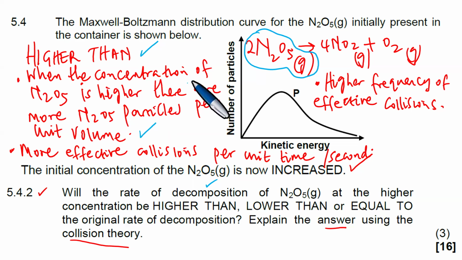When the concentration of N2O5 is higher, there are more N2O5 particles per unit volume. That is reason number 1. Number 2, more effective collisions per unit time. Because there are more N2O5 particles, there are more effective collisions per unit time. And if there are more effective collisions, the rate of decomposition is going to be faster because of the higher N2O5 concentration. Okay, so think about that one. Make sure you understand it. Move on.